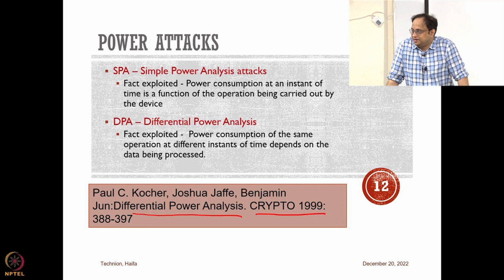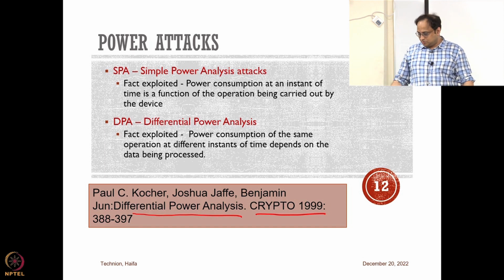Square and multiply, right? So you were doing a square and you were doing a multiply. Now suppose the power consumption of the operation square and the power consumption of the operation multiply are different. Then if you can do an attack, this attack is called a simple power attack, because you are exploiting the fact that the power consumption of the operations are different. Now there is an even more devastating attack, which is called differential power attacks, where you exploit the fact that power consumption depends upon underlying data.